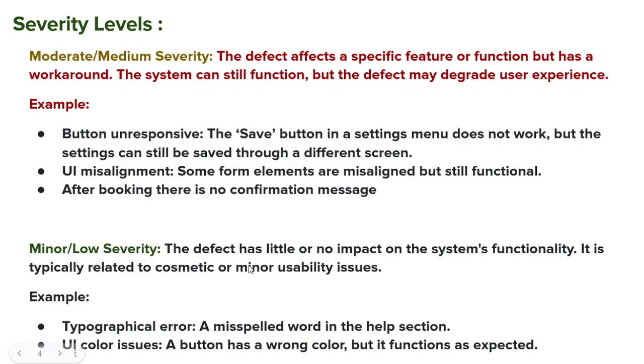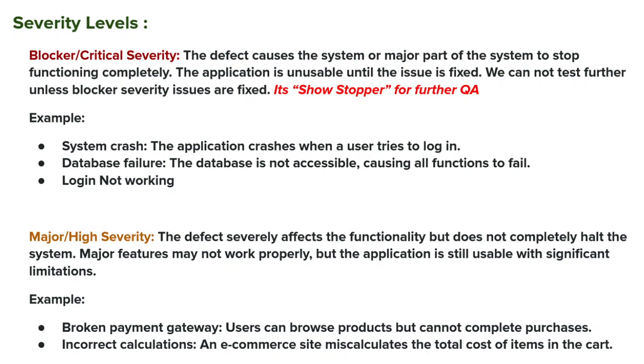That's why the severity of such issues should be marked as minor or low severity. It can be some cosmetic change or minor UI related issue, like a UI color issue. For example, a button has the wrong color but it functions as expected. So the functionality is working correctly but it has a slightly different color. That is a low severity issue. So this is basically about the different types of severity levels.